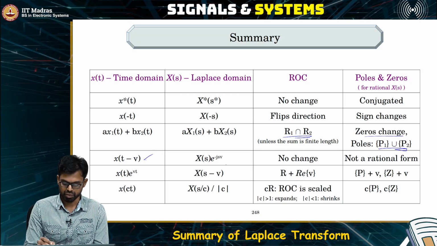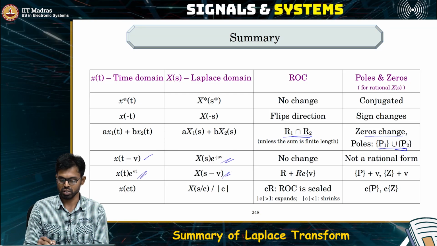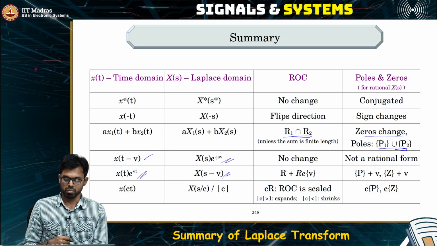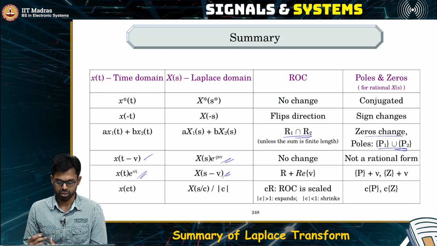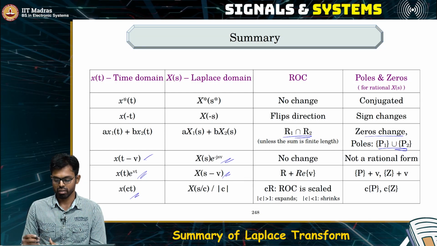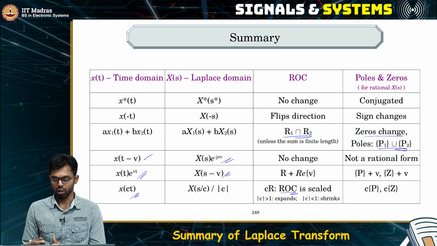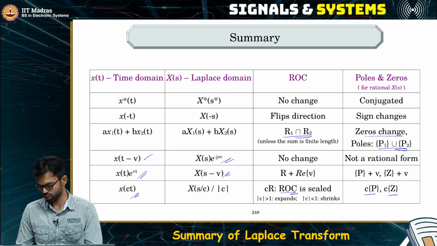And time shift's effect is very similar to what happens in the Fourier transform case, same as what happens in the case of S domain shifting as well. And once again, time scaling will compress the signal and will also compress the ROC as well. So it can compress or expand the ROC, and it will scale the poles and zeros.